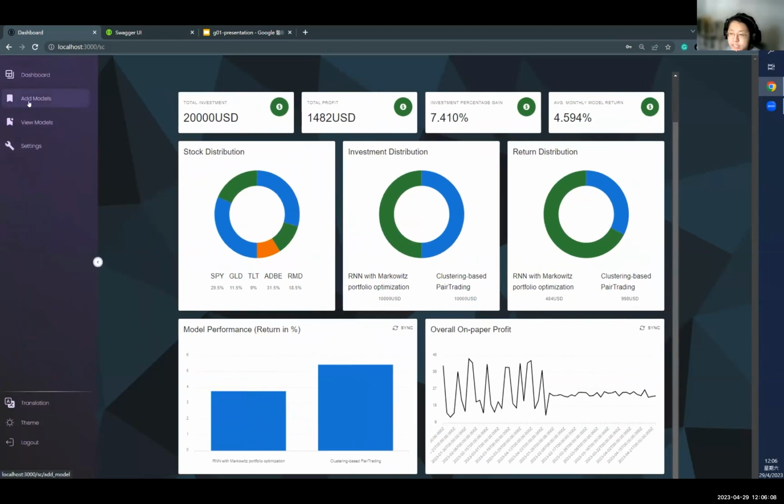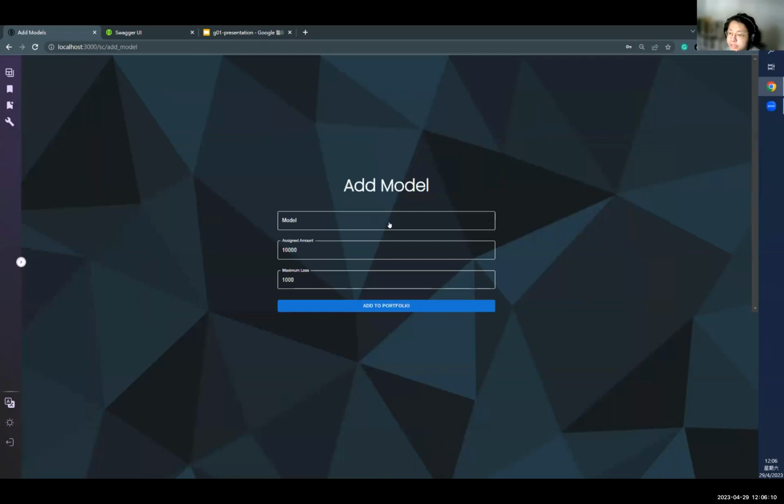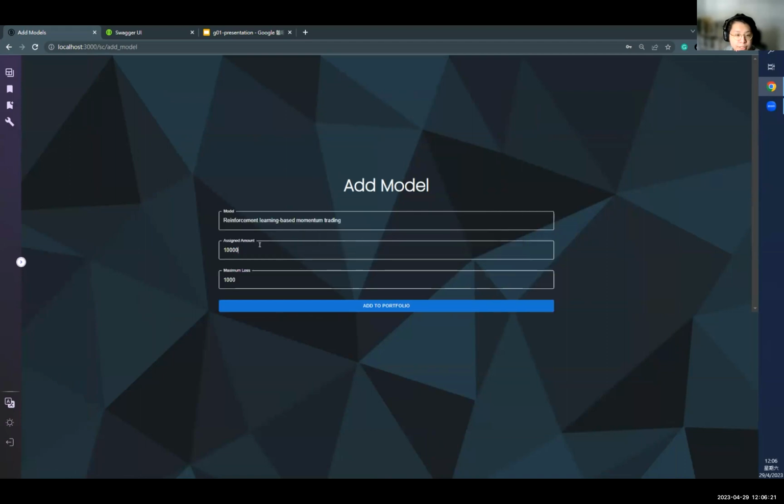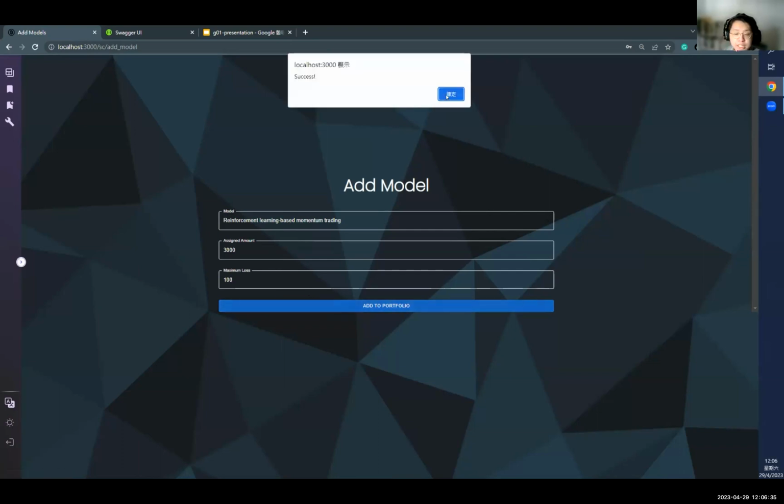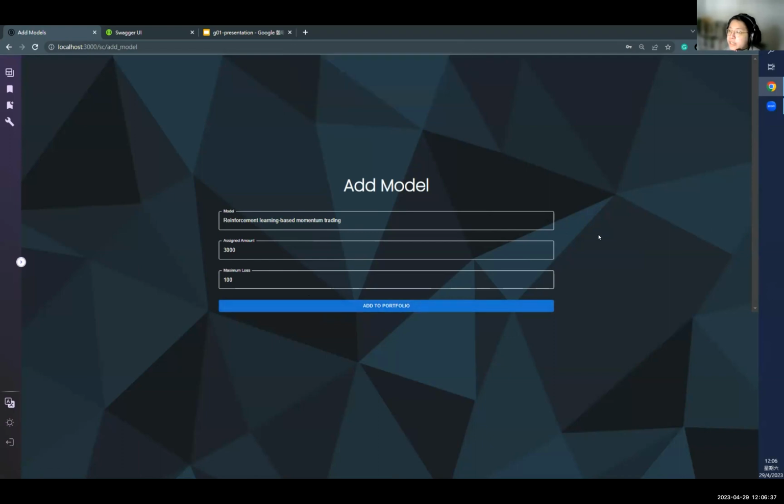After that, you can take a look at the next page, add models. On this page, you can add models that are not currently in your portfolio, and that we have added and implemented in our system. Let's say we add the reinforcement learning model. You can set an assigned amount, let's say 3,000 USD, and then set a $100 loss stop. After you add the model to the portfolio, it should pull up a success message, and we can check the model in the view model page.